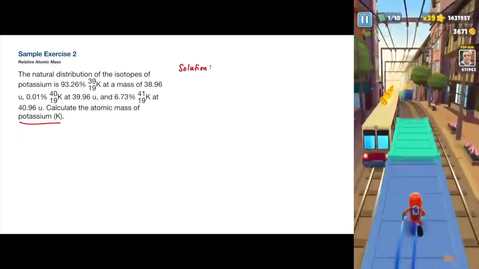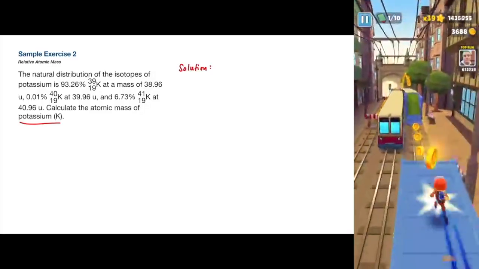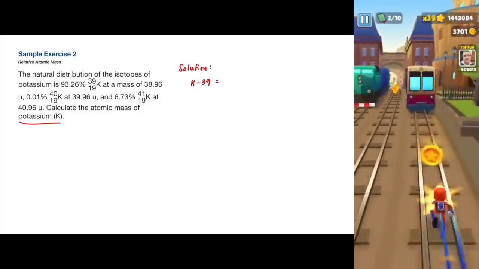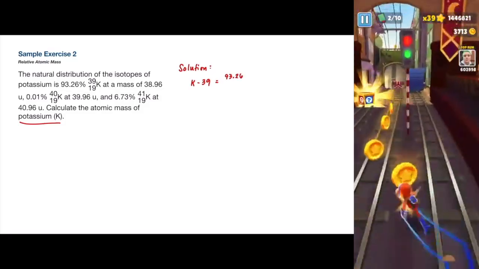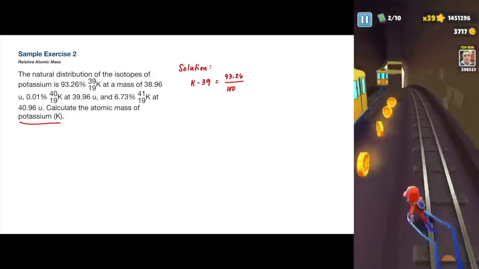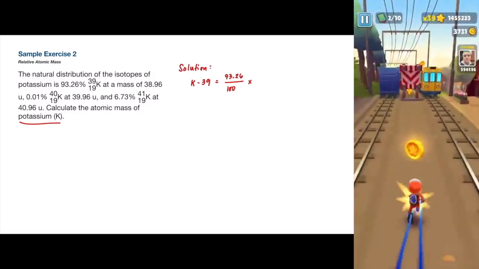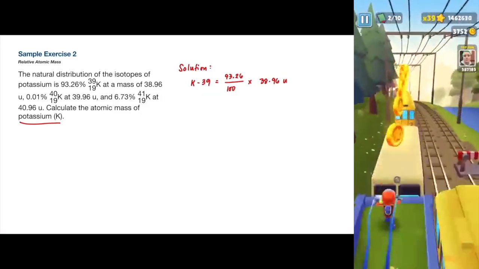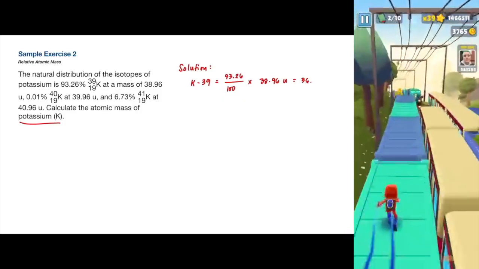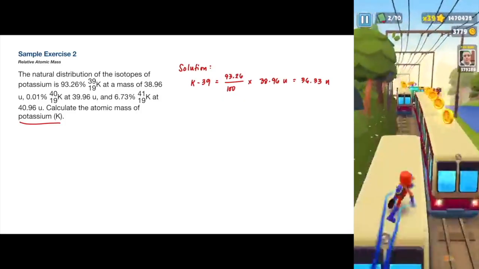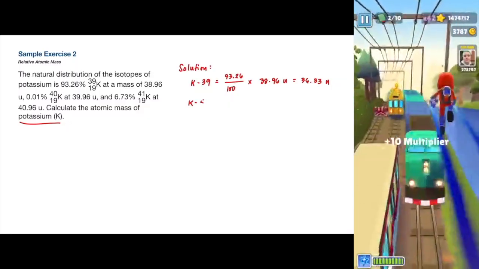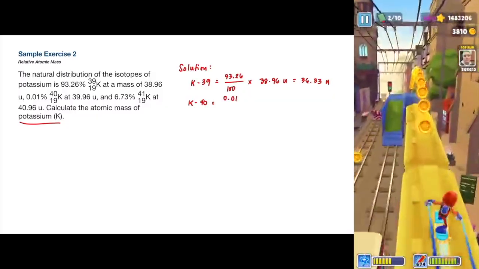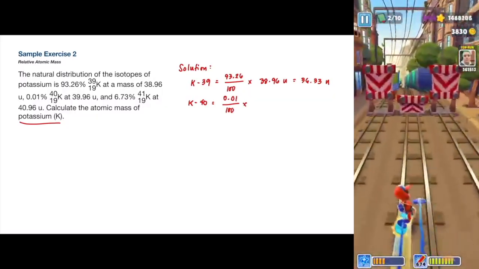We have to calculate the fractional abundance times the mass of each isotope and then the sum of the products. The first isotope of potassium K is potassium-39, or we can write it as K-39. The fractional abundance of potassium-39 is 93.26 divided by 100, then multiply by its atomic mass, which is 38.96 units. The answer is 36.33 units.